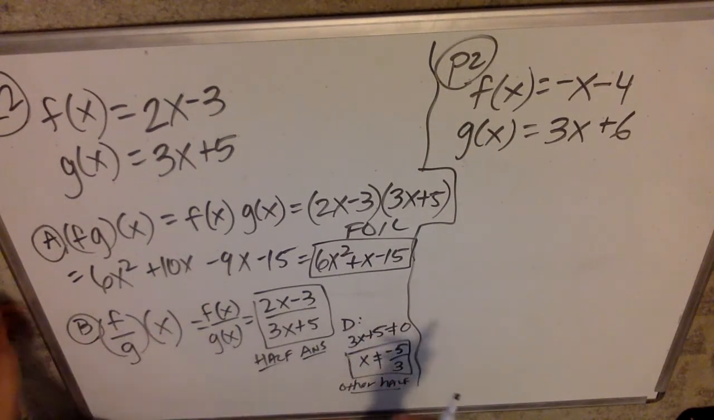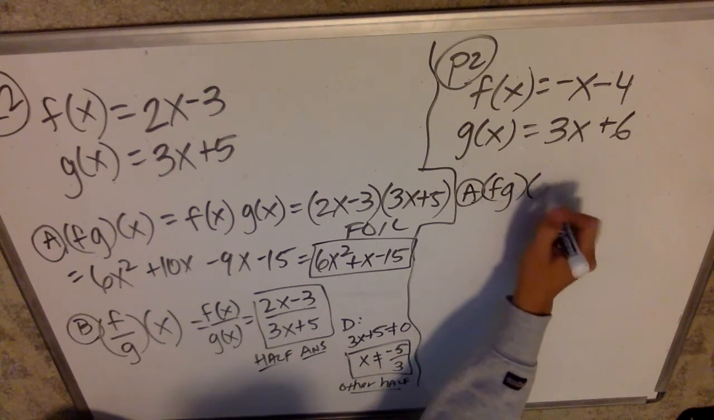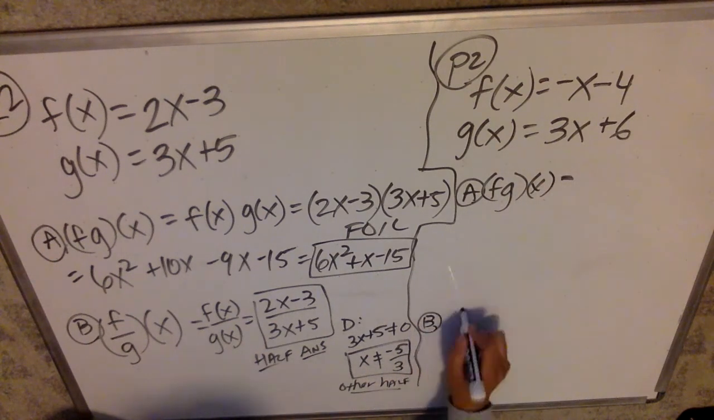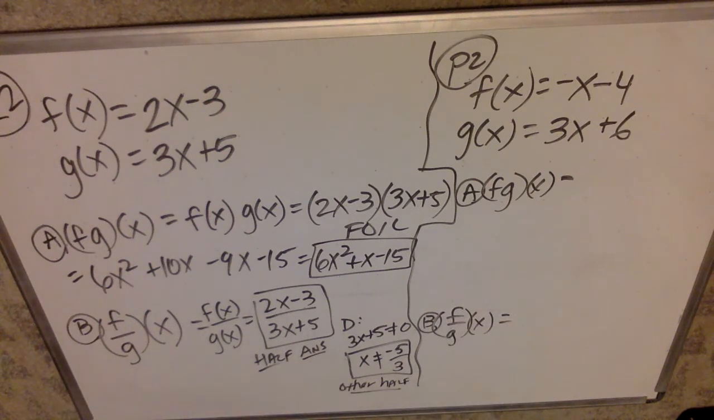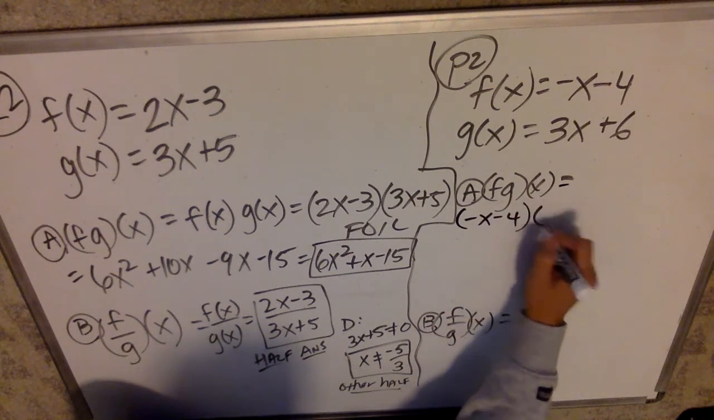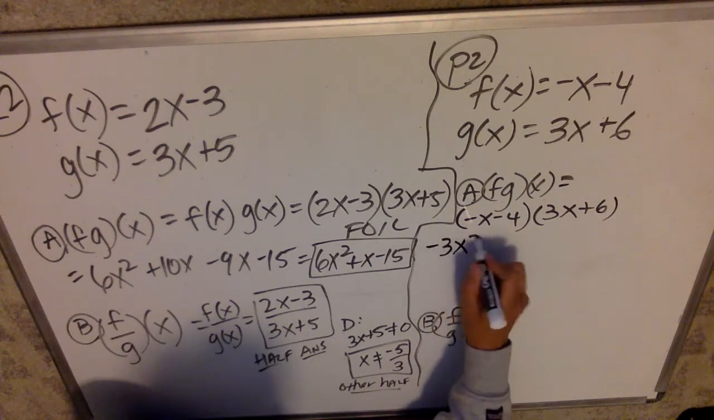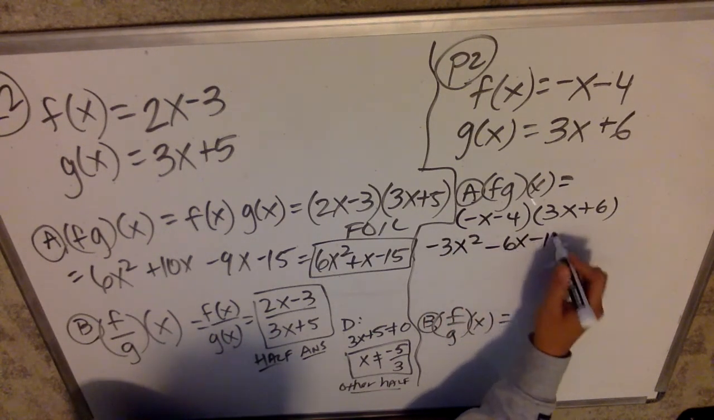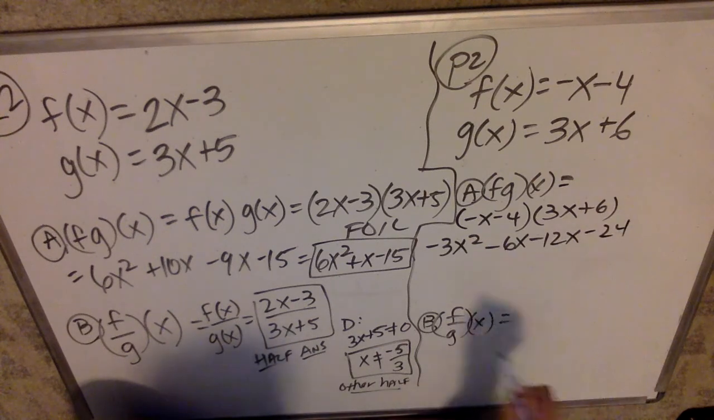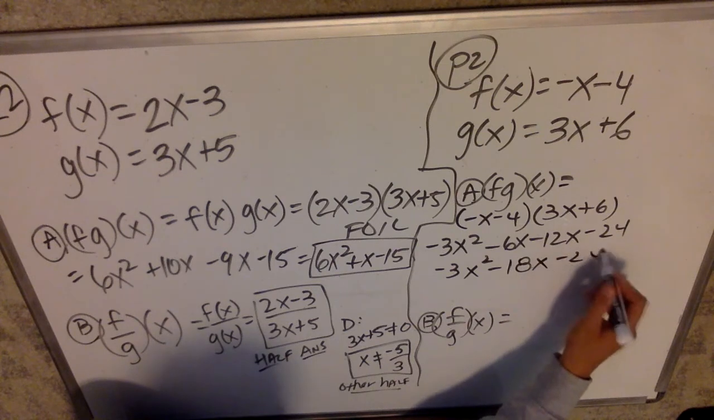So for P2, we're going to do the exact same two questions, right? You're going to do f times g of x, and you're going to do f over g of x. Okay, so pause me if you want or give it a try. It's entirely up to you, and I'm going to go ahead and do it. So f times g is going to be negative x minus 4 times a 3x plus 6, right? So when I FOIL, I'm going to get negative 3x squared. Outer is a minus 6x, inner is a minus 12x, and last is a minus 24. So I get negative 3x squared minus 18x minus 24.